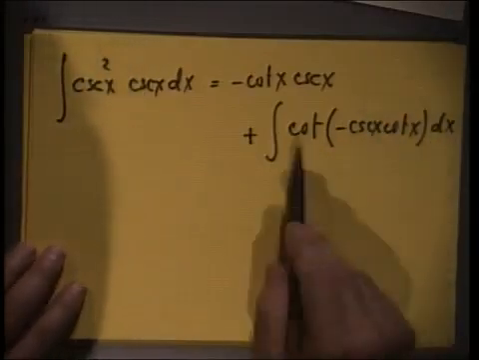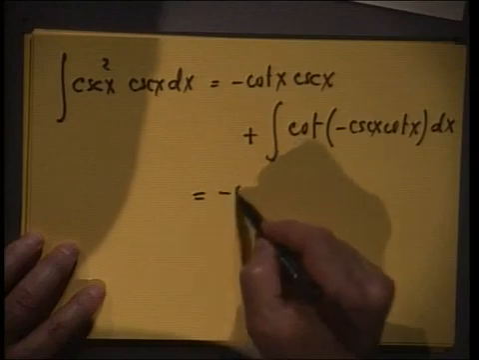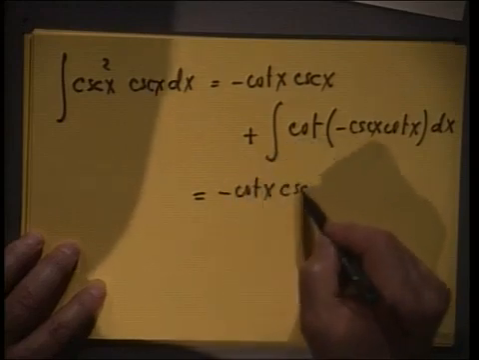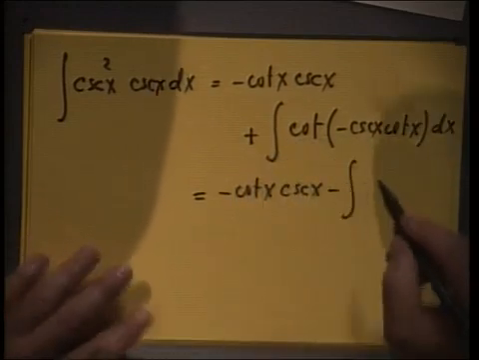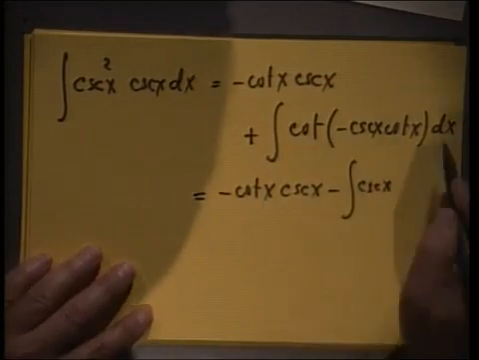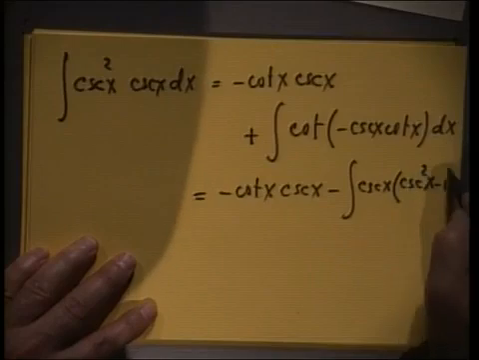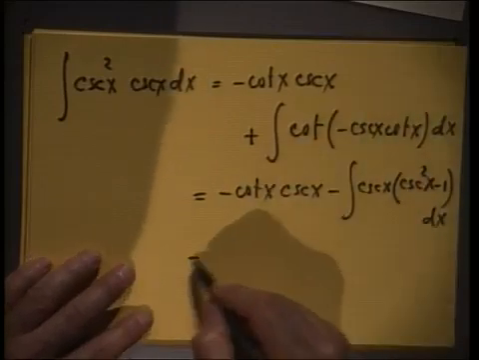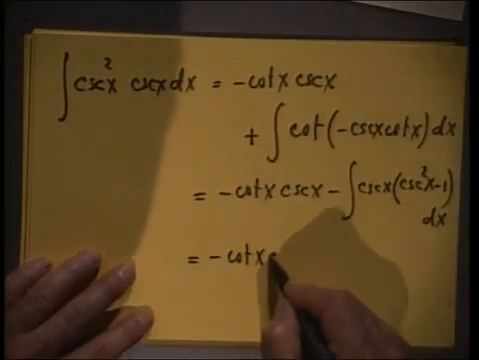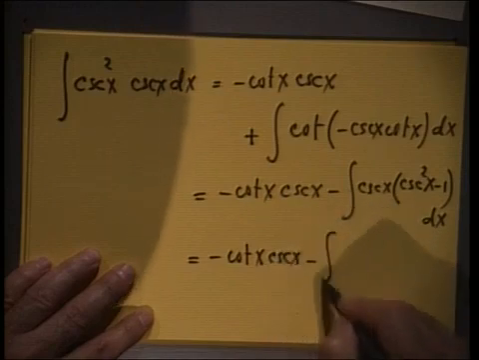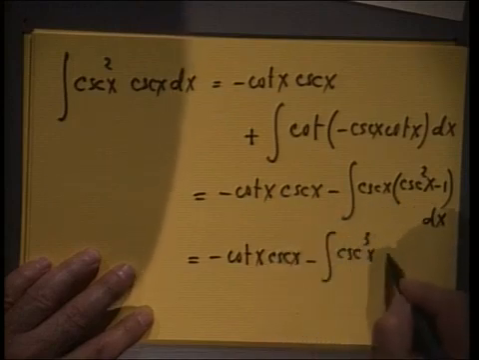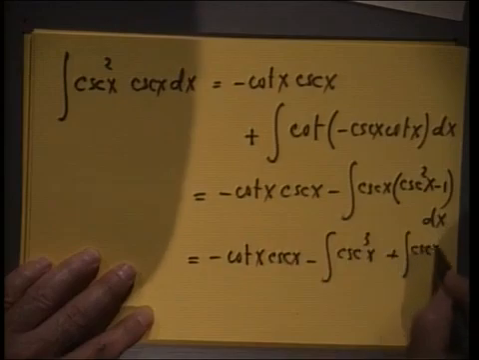And now it's a little bit complicated, but it's not actually, because you can write it this way: minus cotangent x cosec x minus the integral of cosec x times cotangent square x. What is the value of cotangent square? It is equal to cosec square x minus 1 dx. So in fact, this becomes equal to minus cotangent x cosec x minus the integral of cosec cubic x plus the integral of cosec x dx.